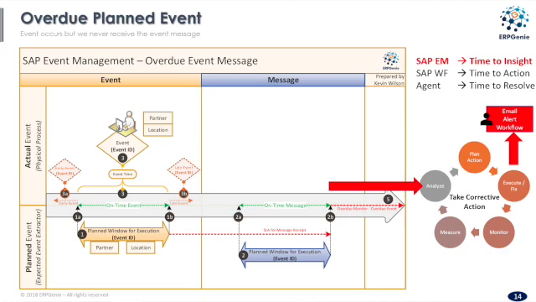So if I look at my overdue planned event, this is an event that was planned to happen between 1A and 1B, and I was planning on getting the message telling me about that event between 2A and 2B. But now that time has come and gone. Okay, so now I need to react to it. So event management has an overdue monitor. It looks at all of these planned events to see which ones haven't occurred and yet they should have occurred. And as soon as that happens, I need to take action, right?